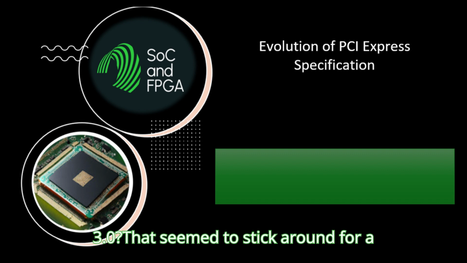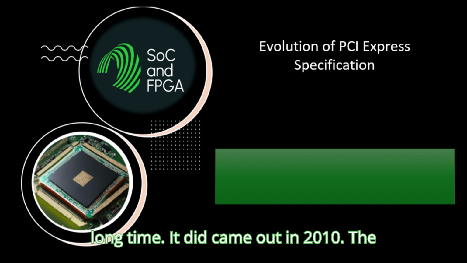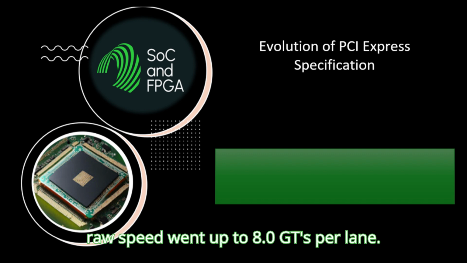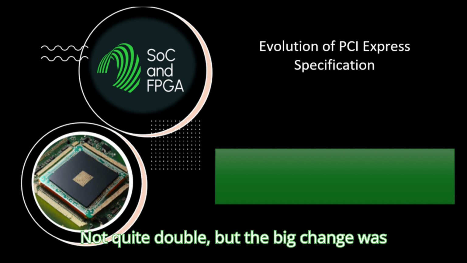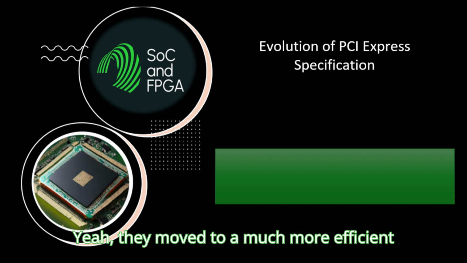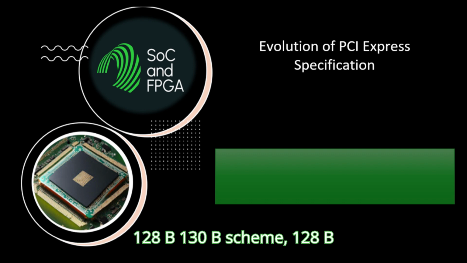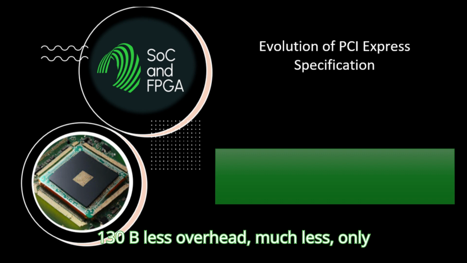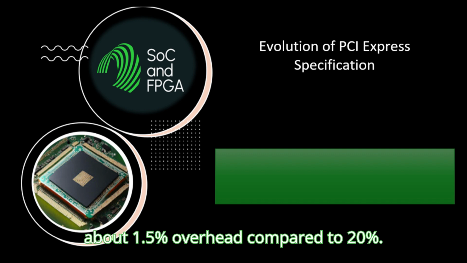What about PCIe 3.0? That seemed to stick around for a long time. It did. Came out in 2010. The raw speed went up to 8.0 GT/s per lane. Not quite double, but the big change was the encoding. They moved to a much more efficient 128b/130b scheme. 128b/130b, less overhead. Much less. Only about 1.5% overhead compared to 20%.